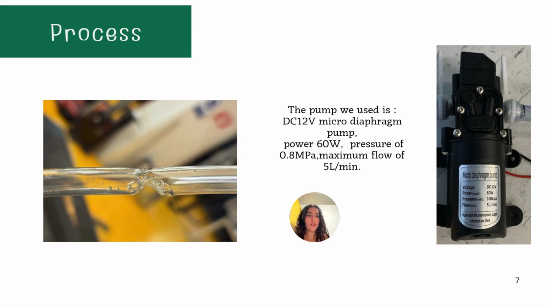To create the stenosis tubing, a segment was heated with the help of a bar to apply external pressure and achieve a smaller diameter. And the pump we used in this model has a maximum flow of 5 liters per minute.